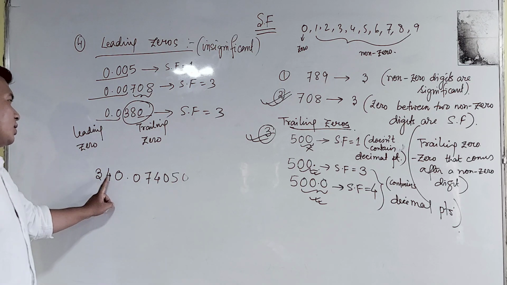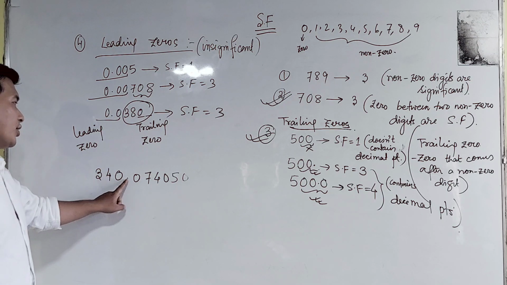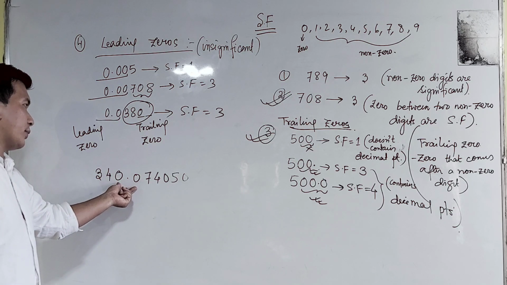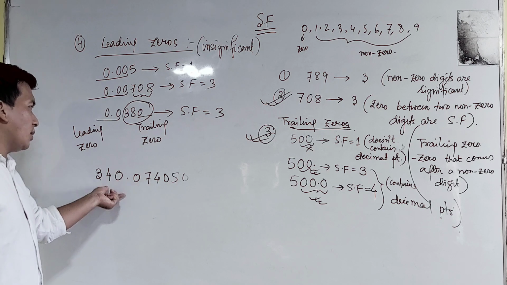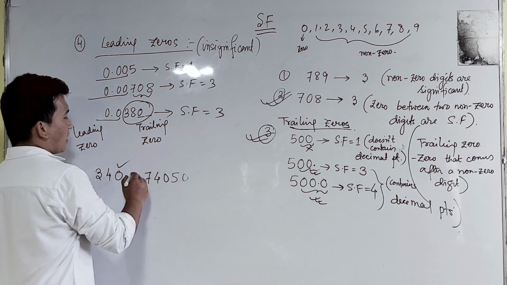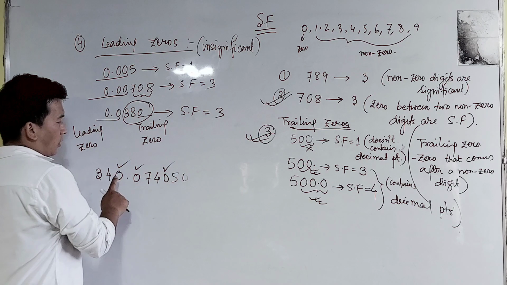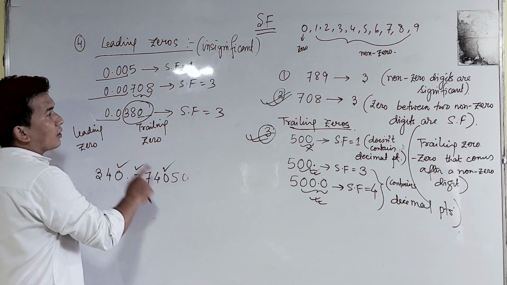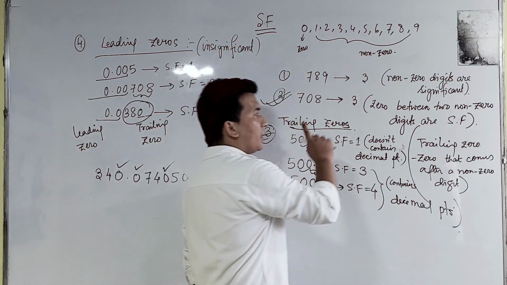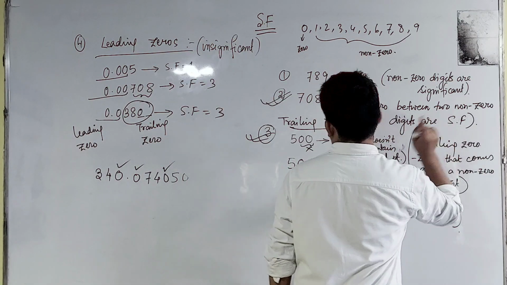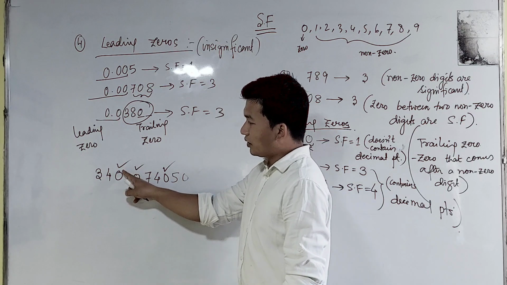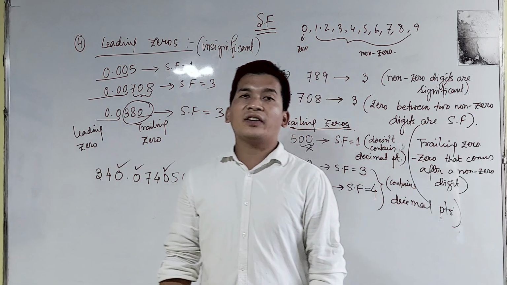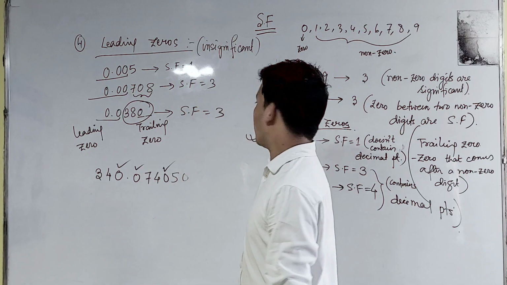In 340.0 we can consider these two zeros as zeros in between. This is the first zero, second zero, and third zero, which come in between two non-zero digits. That is why we have to count the first, second, and third as significant figures. Is that understood or not?